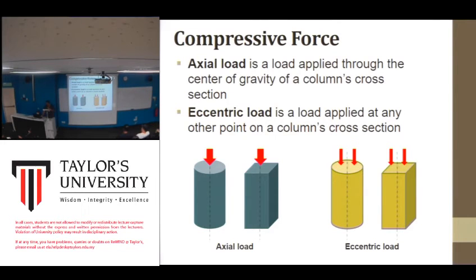Compressive force: axial load is a load applied through the center of gravity of a column cross section. There are two types of compressive force. One is axial load, another one is eccentric load. Axial load is load applied through the center of gravity of the column cross section. So let's say this is the column, the load is applied to the center of gravity of the column. Eccentric load is not at the center. It is applied at any other point on the column cross section. This is the cross section, so the load could be applied to maybe just one side of the column.